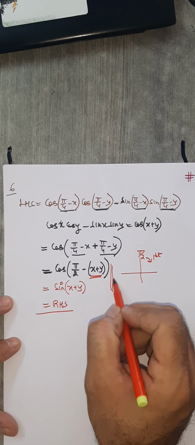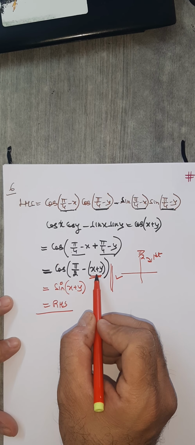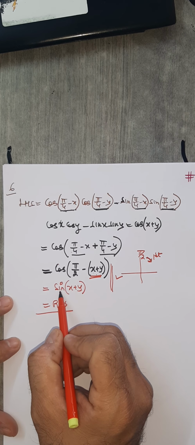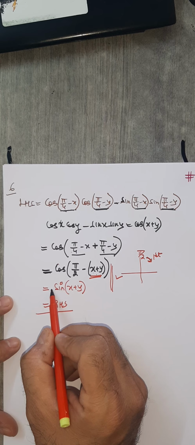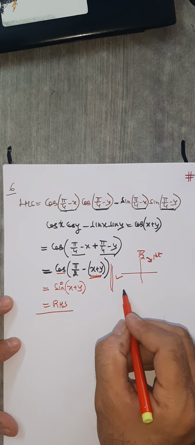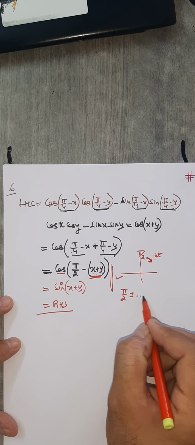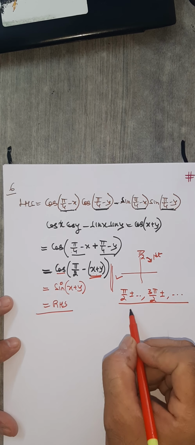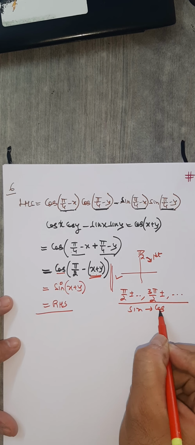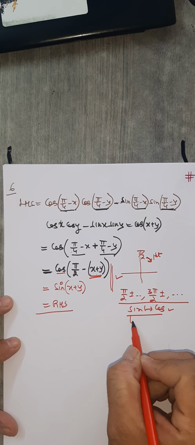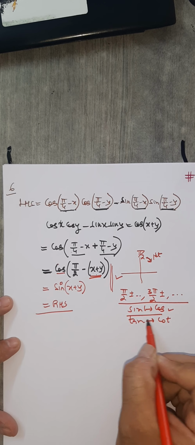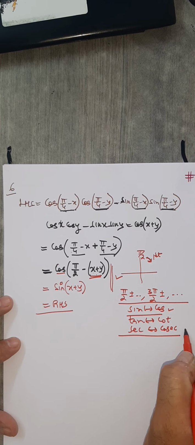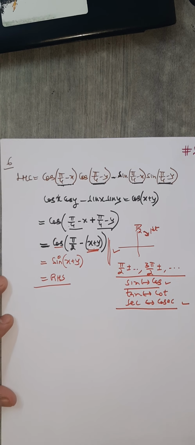This step should be clear to you, remember. Pi by 2 minus something: first quadrant, all trigonometric functions are positive here. So the answer will be positive and cos becomes sine. If you have pi by 2 plus or minus something, or 3 pi by 2 plus or minus something, then sine becomes cos and cos becomes sine. Tan becomes cot, cot becomes tan. Sec becomes cosec and cosec becomes sec. I'm just reminding you, you know this.